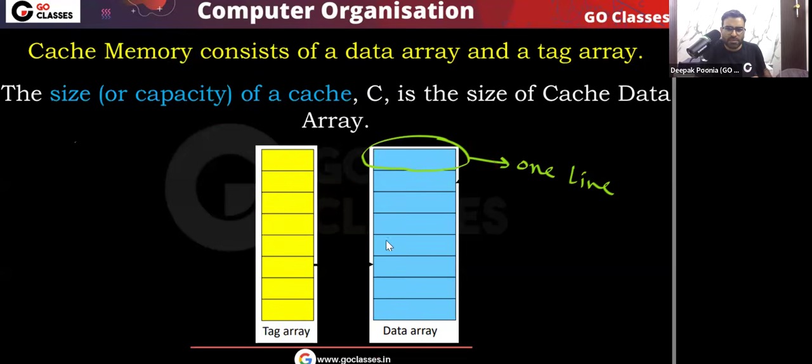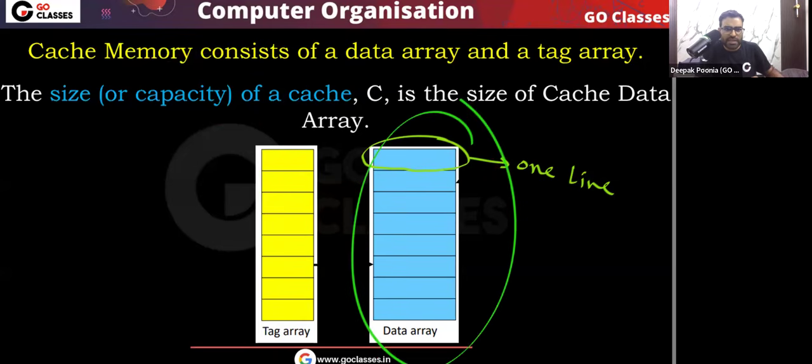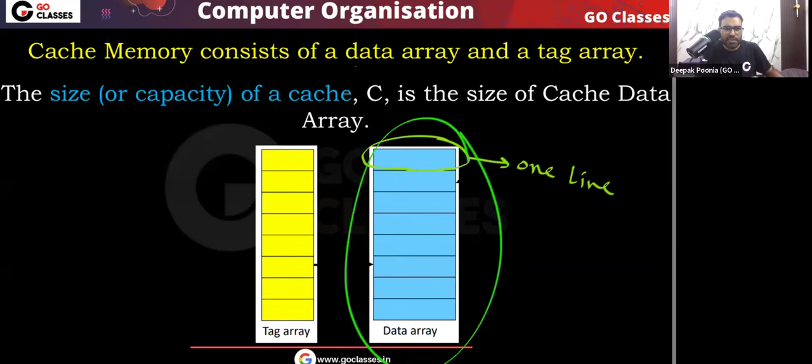So what will be the size of cache memory? That will be the size of the data array. And what is the size of the data array? That is the number of cache lines, how many lines are there, multiplied by the line size. Yes or no? Very simple.